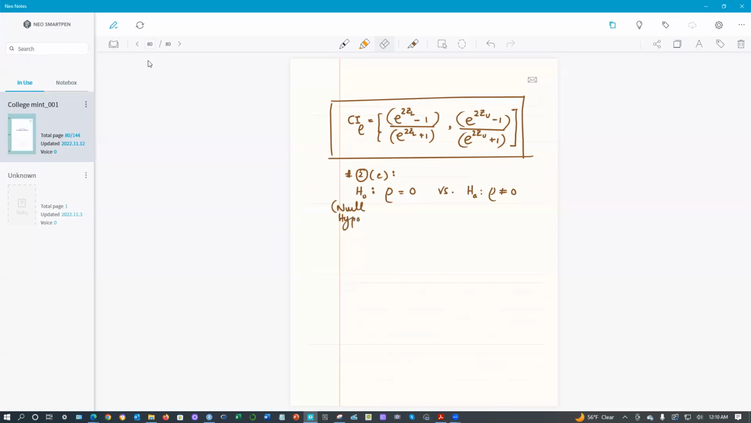And this one is the alternative hypothesis. Sometimes we call this a two-tailed test. It has two tails because it covers both sides. Two-tailed distribution means that if you use the T distribution, you use the T distribution.